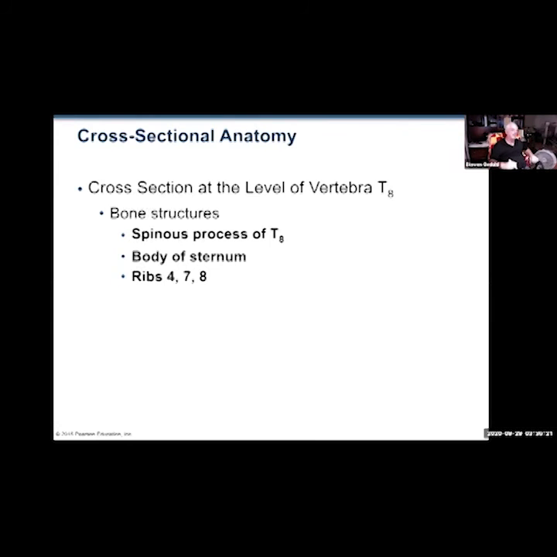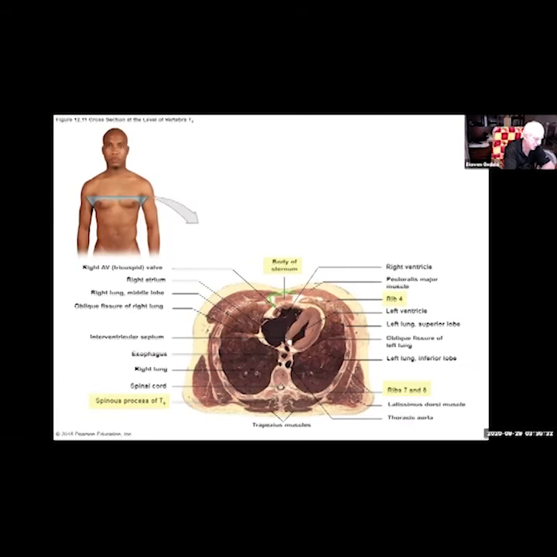Vertebrae T8. You have the spinous process of T8, the body of the sternum, and ribs 4, 7, and 8. Okay, so here's the sternum. Again, this is our anterior here. Always the anterior. And this is the right side. This is the left side. This is a rib.